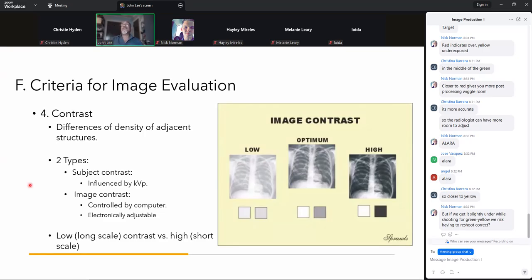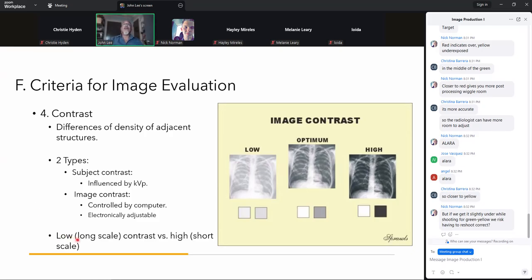Remember, the difference of adjacent densities, structures that are adjacent to one another, is the definition of contrast. We used to have one, it was just contrast. Now we have two: subject contrast and image contrast. Subject contrast, we don't see. We don't appreciate subject contrast because it has to do with the transmission and absorption of the x-rays through the body. What we see is an image contrast that is scaled and controlled by the computer and software.